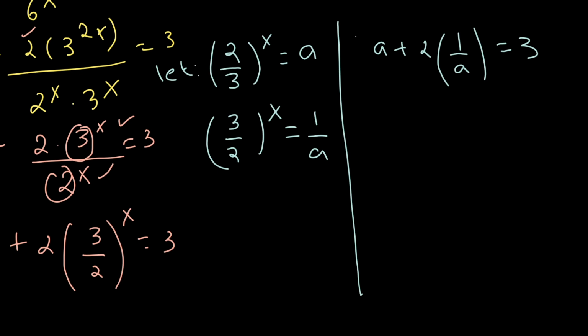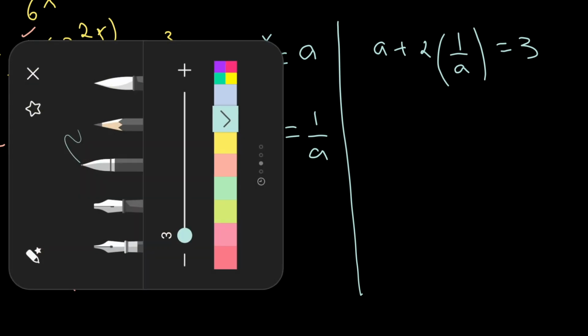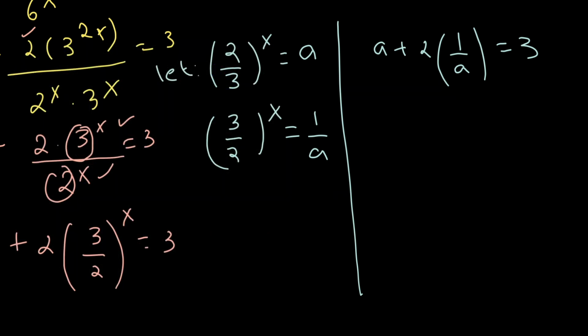Okay. So now we have this particular equation, and this can be simplified very nicely. All we need to do is, first of all, multiply a on both sides. Therefore I will get a square plus 2 equals 3 times a. I will adjust the terms in this particular equation in order to get a square minus 3 times a plus 2 equals 0.